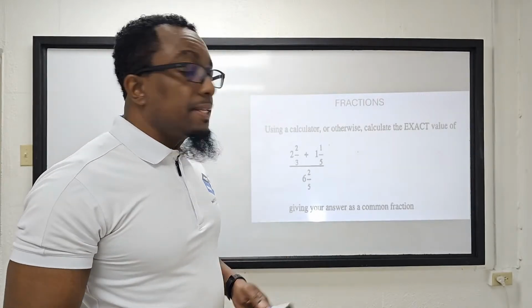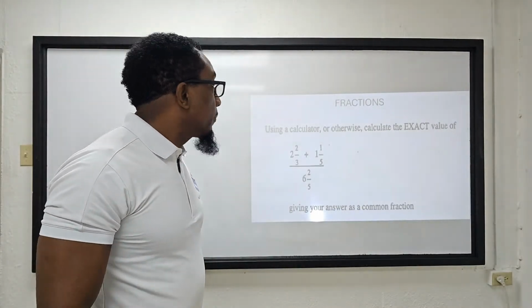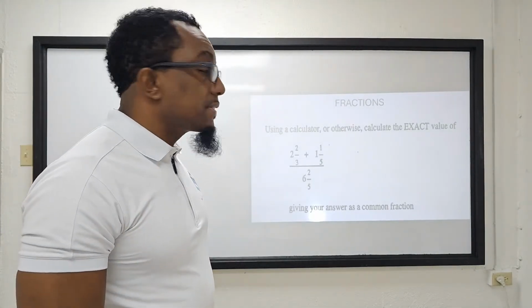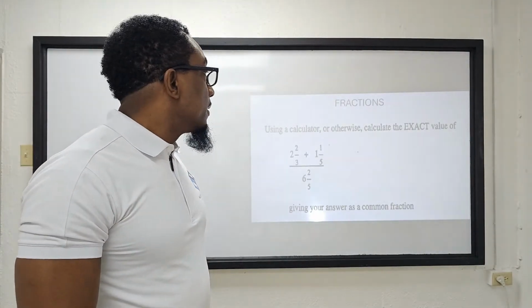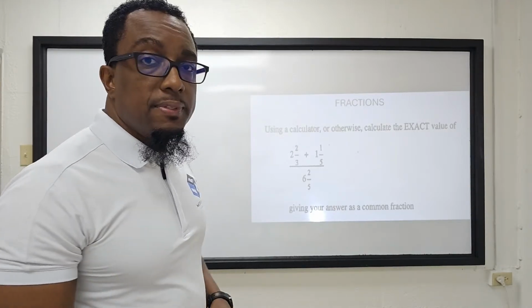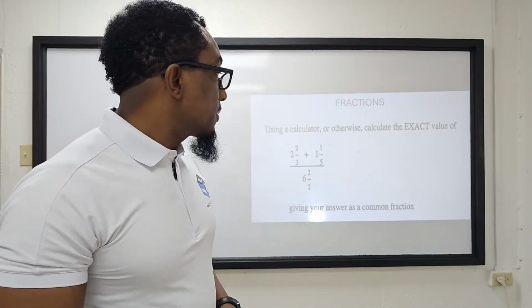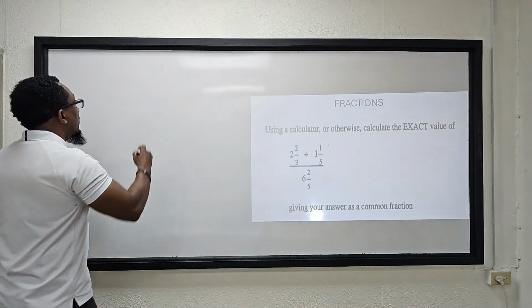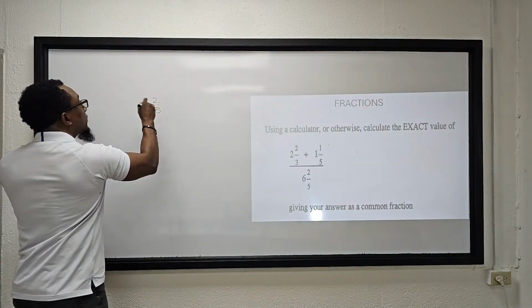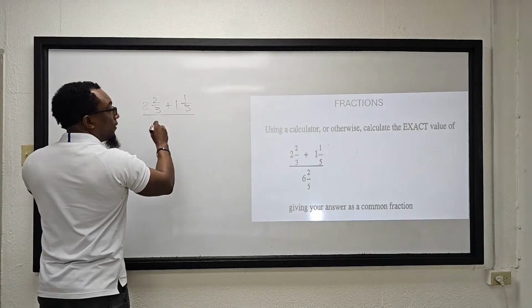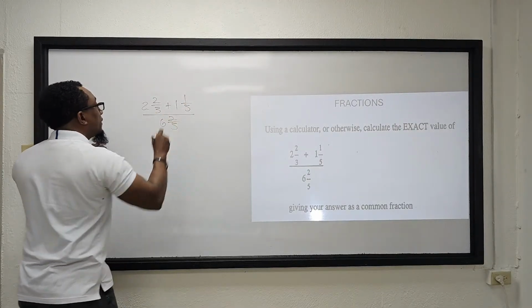So starting with this first question: using a calculator or otherwise, calculate the exact value of 2 1/3 plus 1 1/5, all over 6 2/5, giving your answer as a common fraction. So to treat with such, we have 2 1/3 plus 1 1/5 all over 6 2/5.